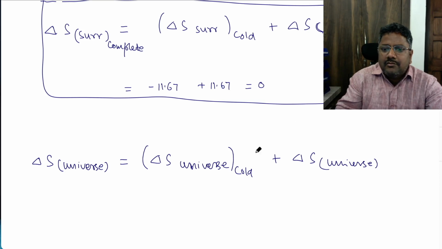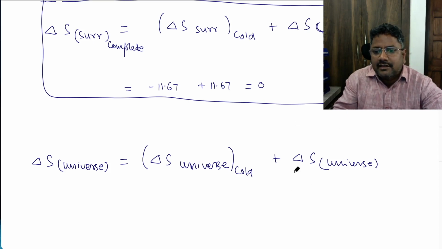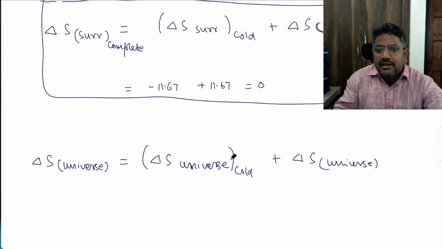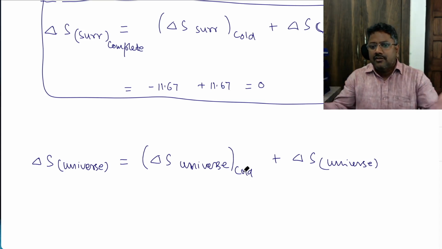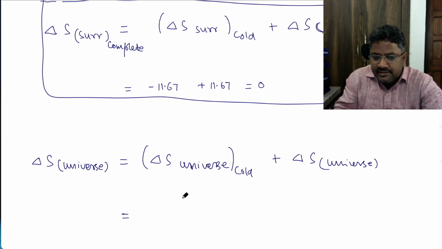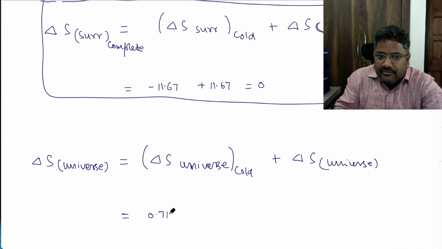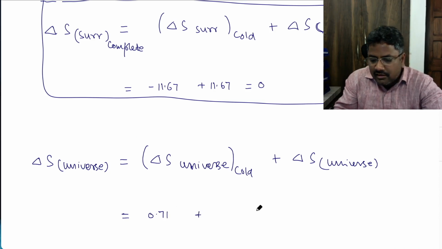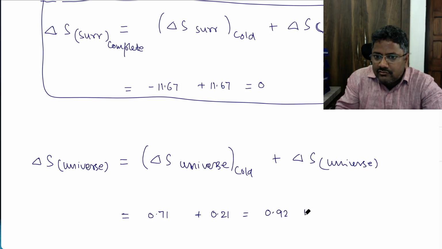This is the problem, dear students. That's why we need another function, because until or unless we have the idea about the system and surrounding both, we cannot make it for a spontaneous process. So for cold, it is 0.71 we have calculated, plus for hot it is 0.21. So this is equal to 0.92 joules per Kelvin.